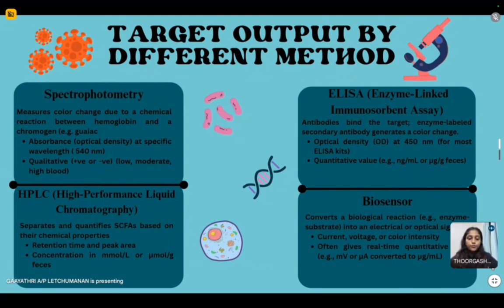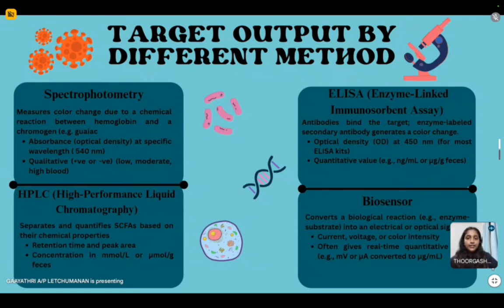The first method, spectrophotometry. Spectrophotometry measures color due to chemical change between hemoglobin and chromogen. It absorbs optical bands at specific wavelengths, and it is also qualitative, which measures positive and negative with low, moderate, high blood. Second is HPLC, high-performance liquid chromatography. This separates and quantifies SCFAs based on their chemical properties, for example, retention time and peak area. And it also measures concentration in mmol.